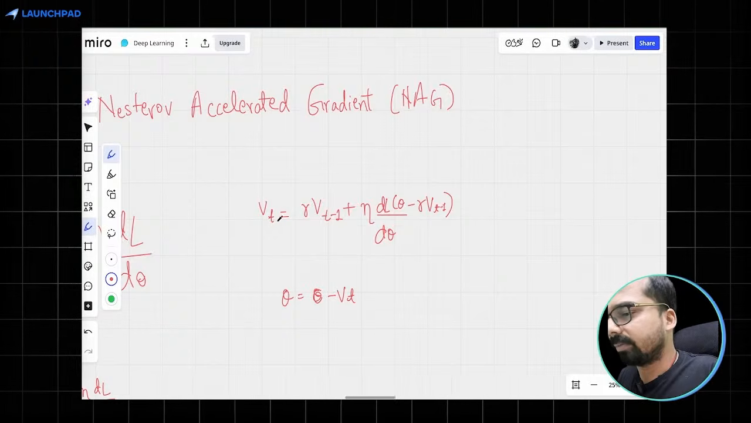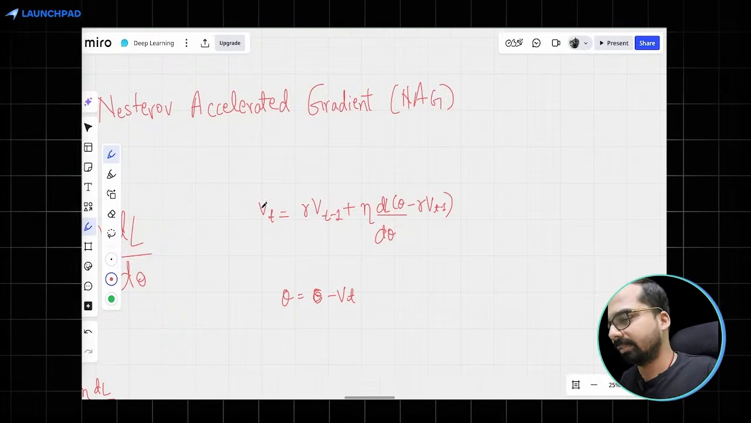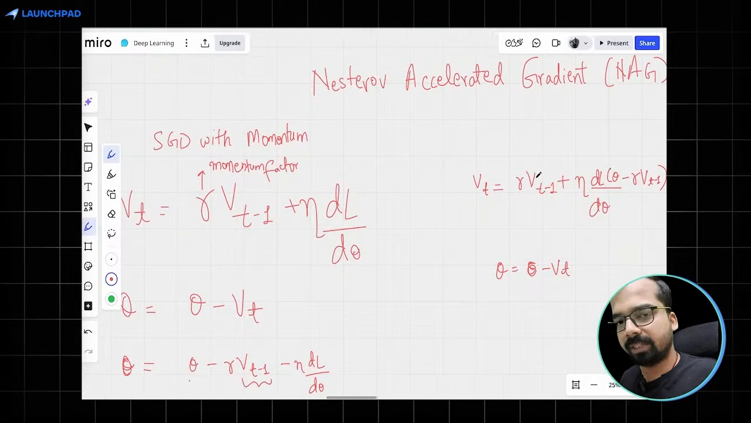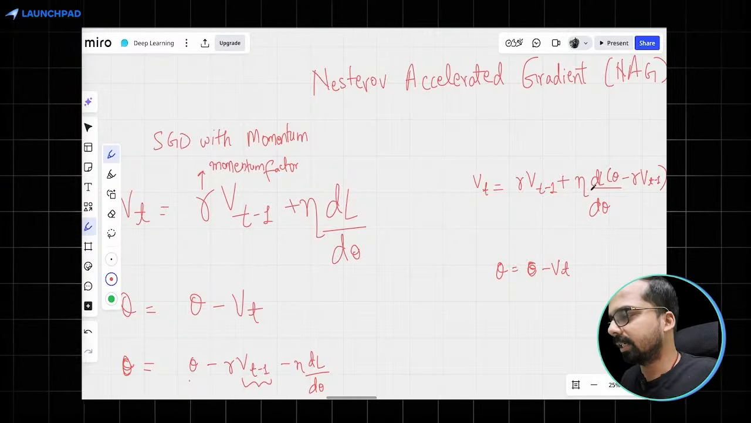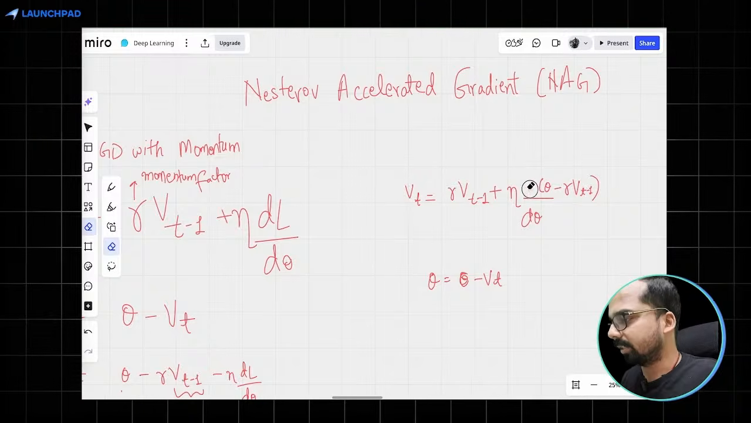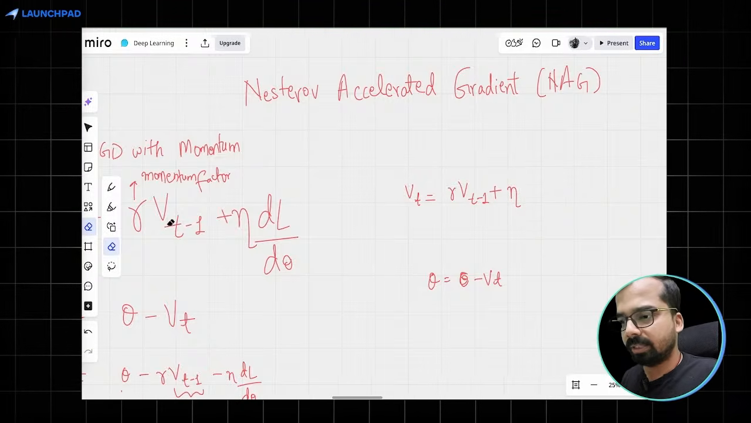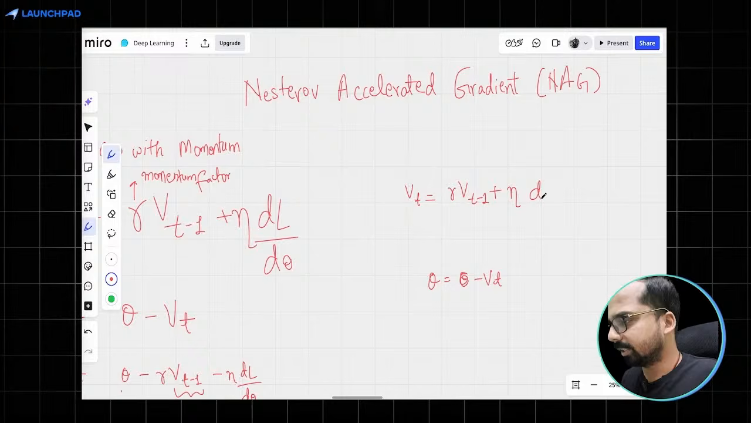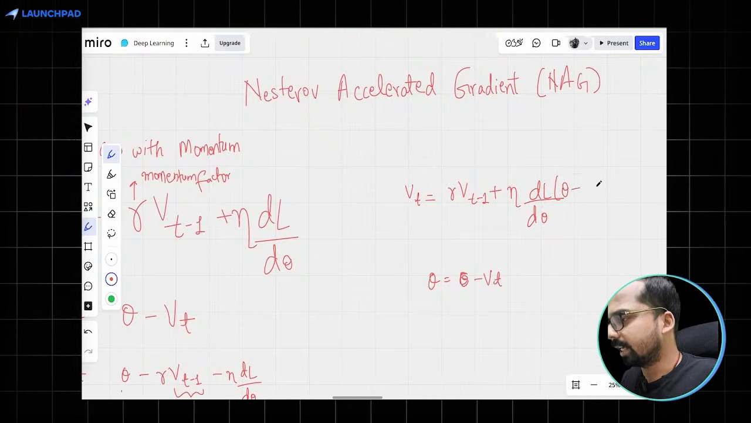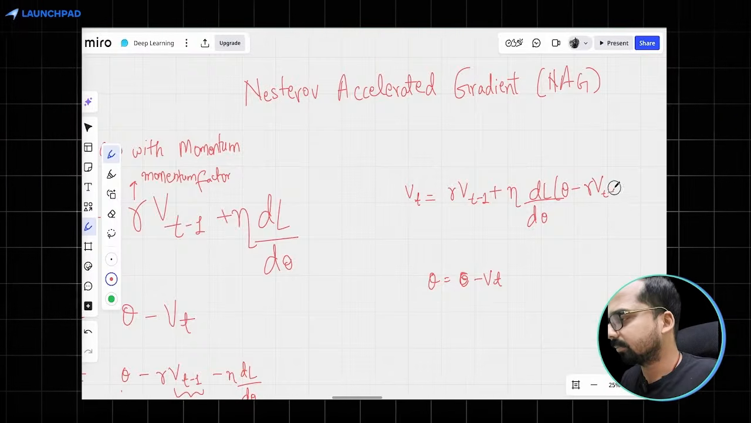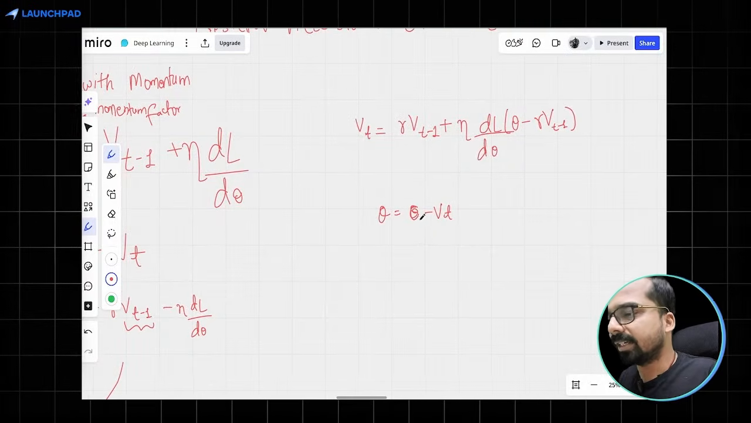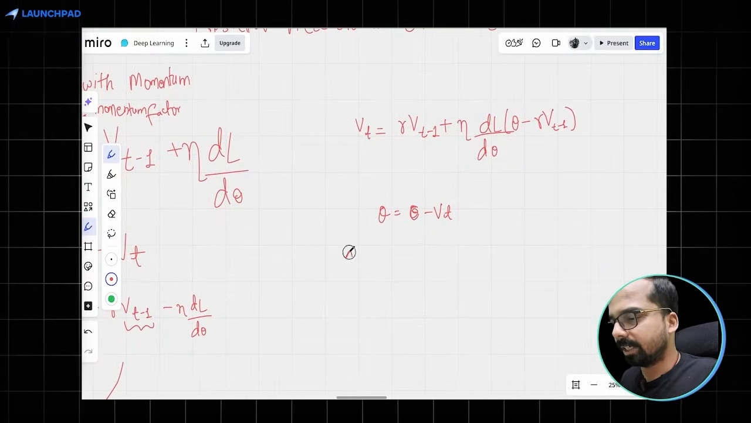NAG's formula is that we first calculate velocity, the same way velocity was calculated, that is gamma times the previous velocity plus learning rate times, but here the slope calculation is a bit different. So it is d by d theta of the loss at theta minus gamma times Vt minus 1. There is a bit of difference, and then we get theta equals theta minus Vt. Let me take that same example.